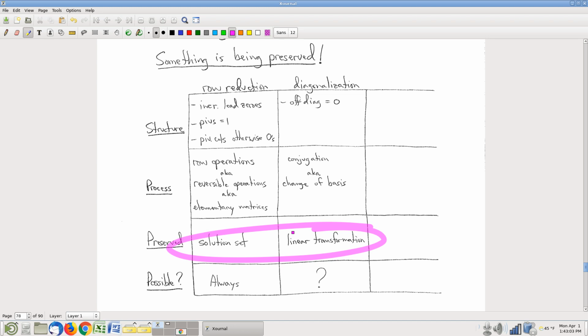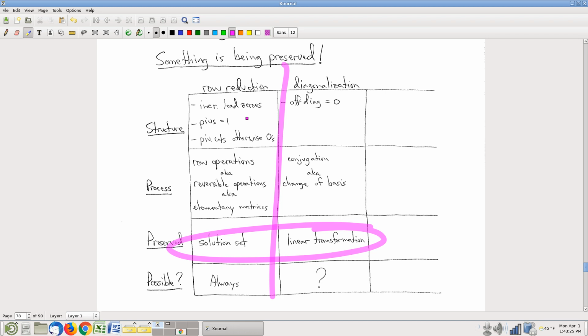When you're talking about row reductions, you don't really care about the matrix. The matrix is just your foot in the door toward what you really do care about, which is the set of solutions, the set of homogeneous solutions. Right? When you're talking about diagonalization, the purpose of the matrix is really just as a tool to help you understand a linear transformation. Okay?